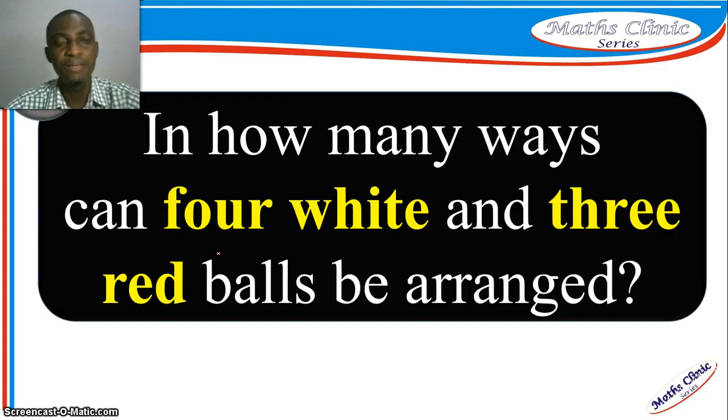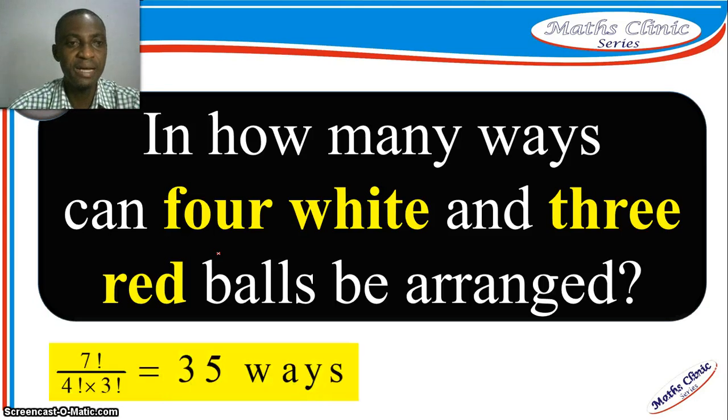Let that be our last example under this. In how many ways can 4 white and 3 balls be arranged? I'm sure your answer came as 35 ways.